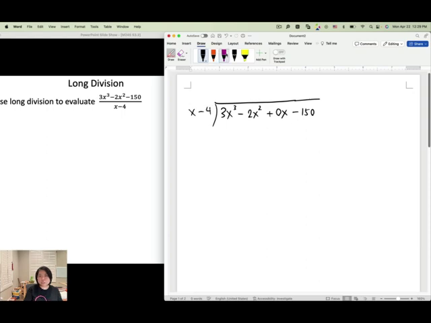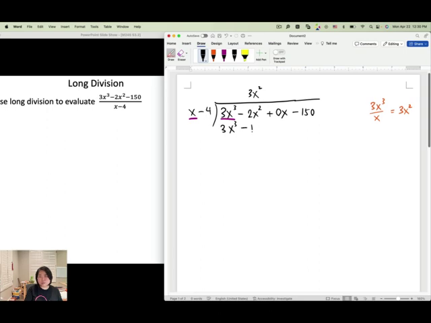So we're going to look at these two terms, 3x cubed and x. What can I write here? I can put 3x cubed divided by x. You subtract the exponents, 3 minus 1, so I only have 3x squared. So I'm going to put 3x squared here. I'm going to multiply 3x squared times x, so it has to equal the first term here. And then multiply the second one, 3x squared times negative 4.